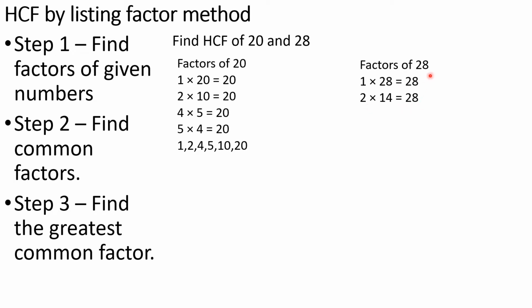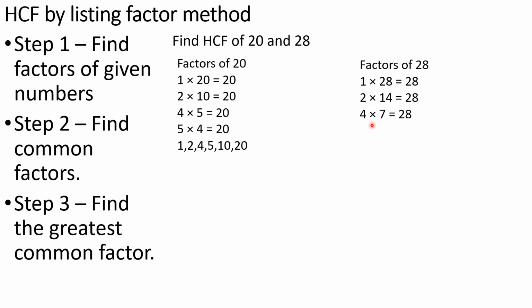Now we will see for 3. 2 plus 8 equals 10, and 10 is not divisible by 3. So 28 is not divisible by 3. But 4, yes, 4 sevens are 28. 28 is divisible by 4.